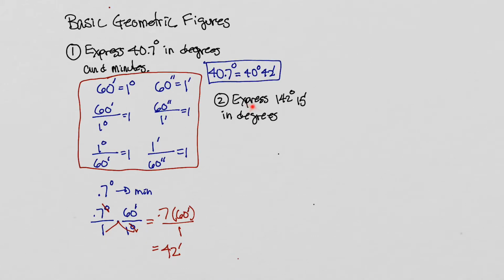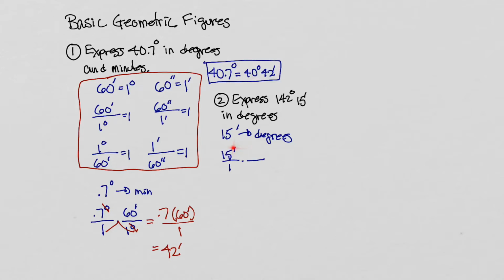Now, in this problem, we're going to go backwards from what we did in number 1. In number 1, we had 40.7 degrees, and we converted it to degrees in minutes. And now what we're going to do is we're going to take 142 degrees 15 minutes and convert it back into degrees only. So let's just take a look at this 15-minute part here. What we want to do is we want to take 15 minutes and convert that just to degrees. So let's write our 15 minutes over 1 times, now here's our converter.